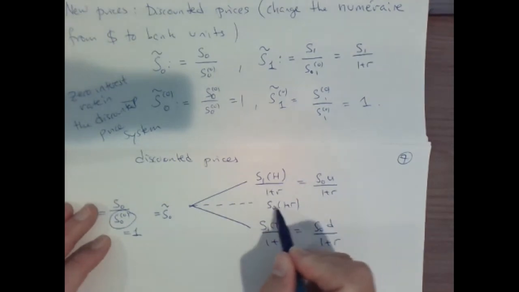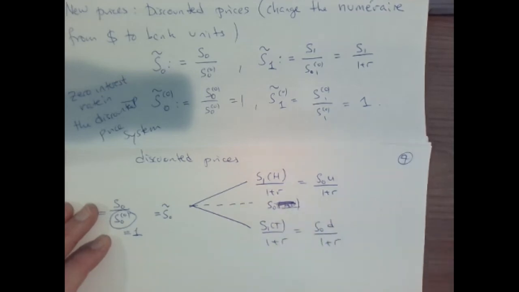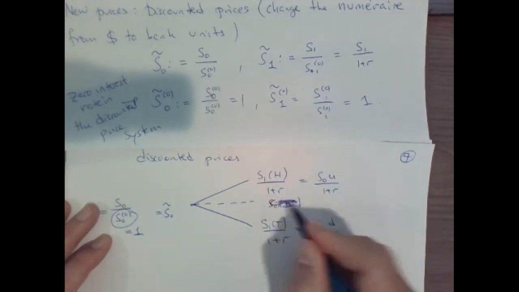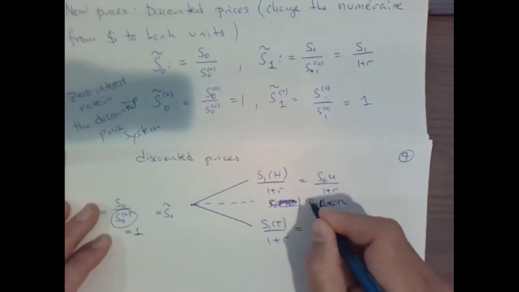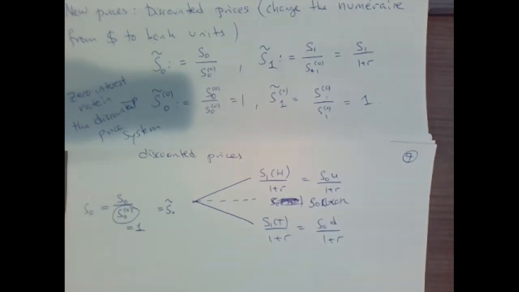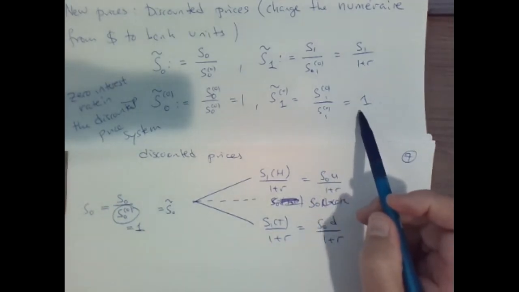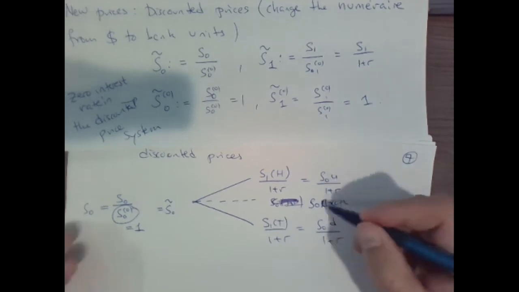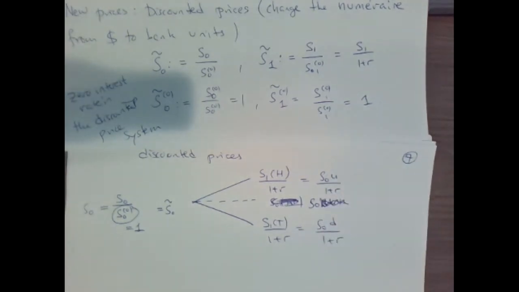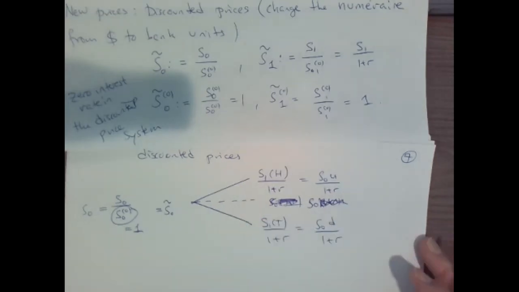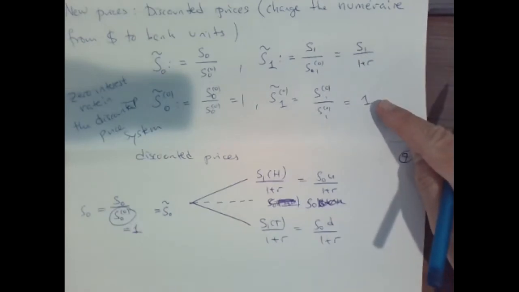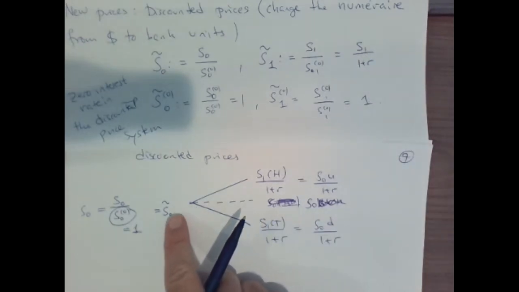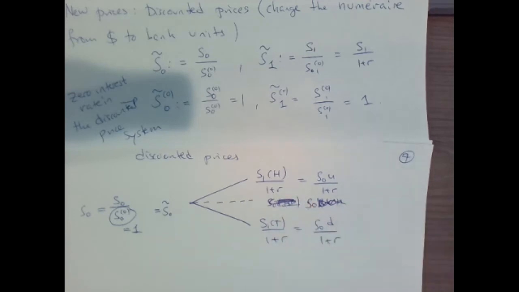This one was not like this, it should be. Because this is going to be S0 times 1 plus R divided by 1 plus R. So this here is S0. The bank account has a constant value, so wherever it starts out is what it should end up being. So this is my discounted price system. I'll have the stock, and I'll have the discounted bond. The discounted bond will carry the same value from the initial point to the end point.